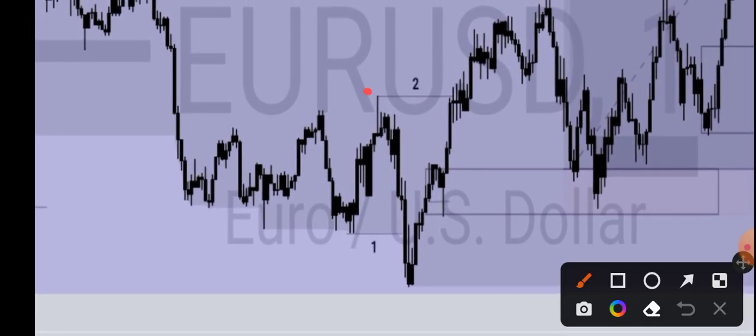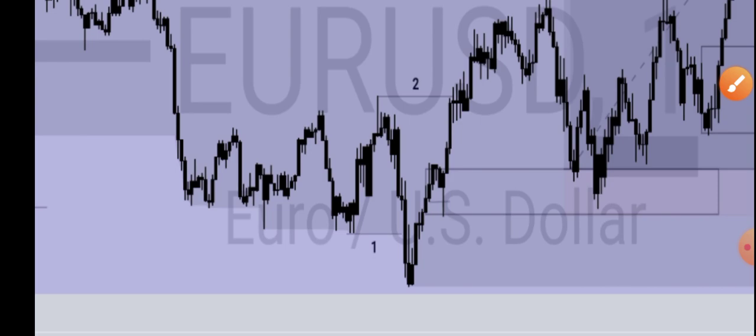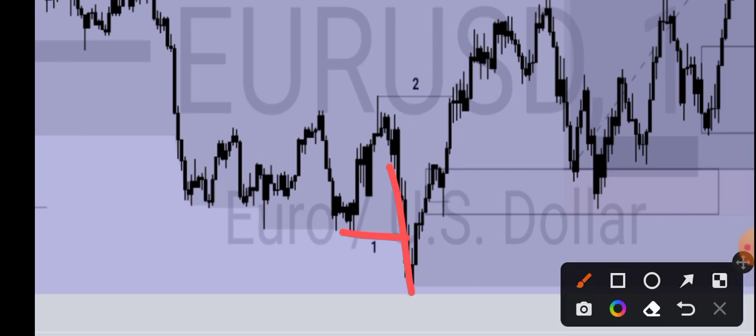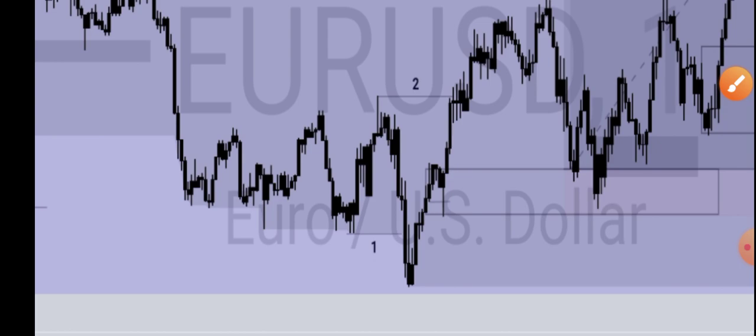Now you can see that price took out liquidity and broke structure. These are the two things we are looking for, especially for the entries. For the entries, we want to see price take out liquidity, then break structure. Then after price takes out liquidity and breaks structure, what do we now look for?